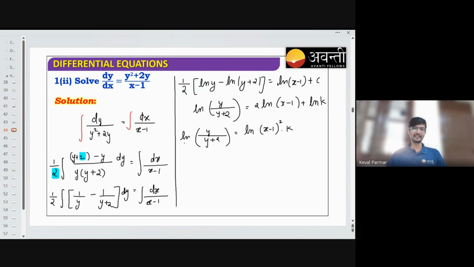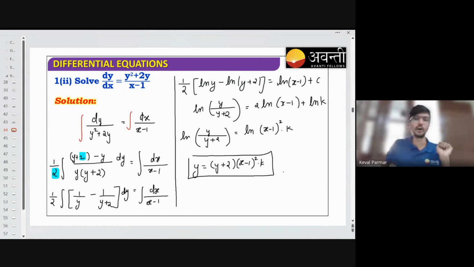Now again cancel out log on both the sides. So finally my y upon y plus 2 will be equal to x minus 1 the whole square into k. This is my answer. You will find this answer in the options. Got it? So basically we are very familiar with this. So let's do more simplification or more tough questions.